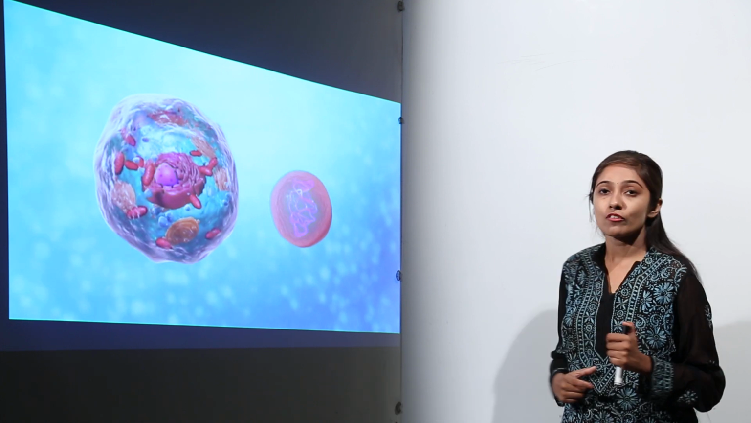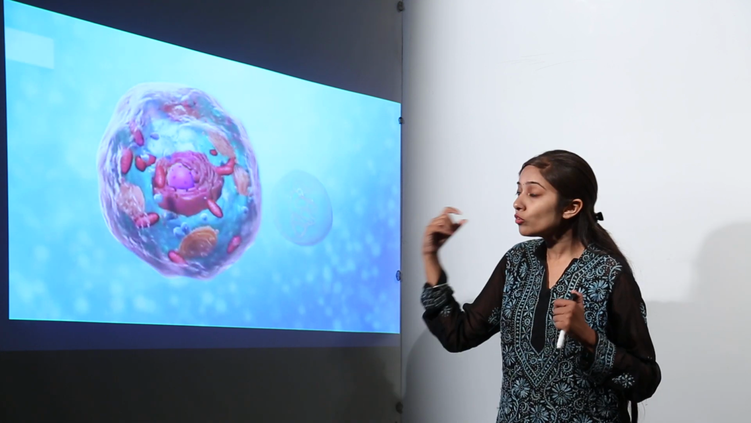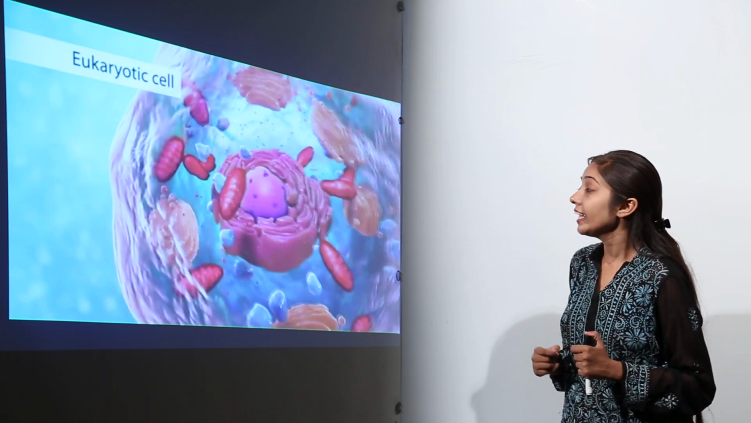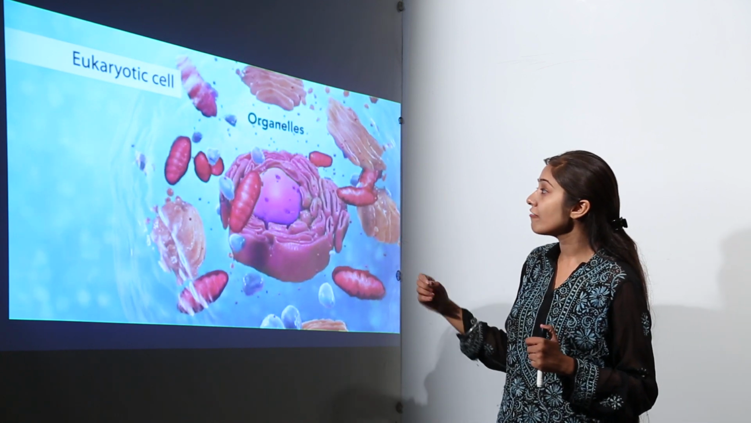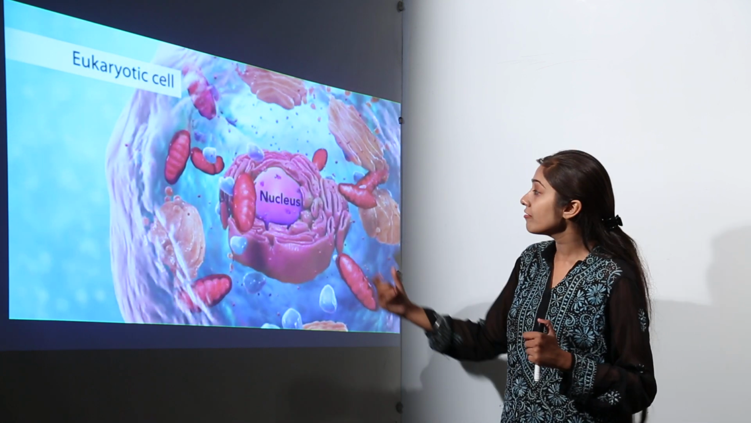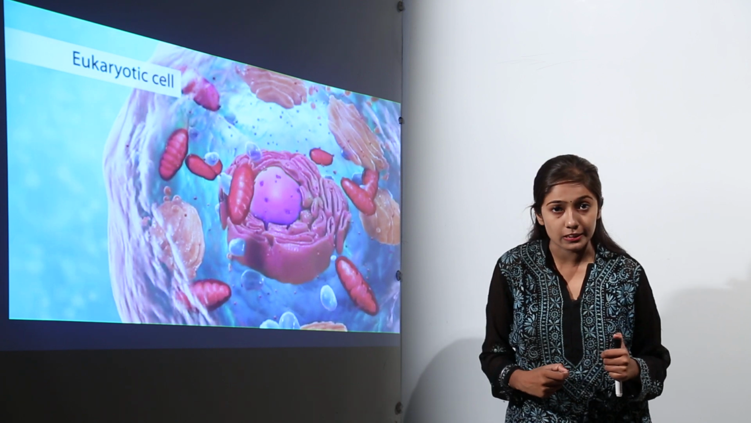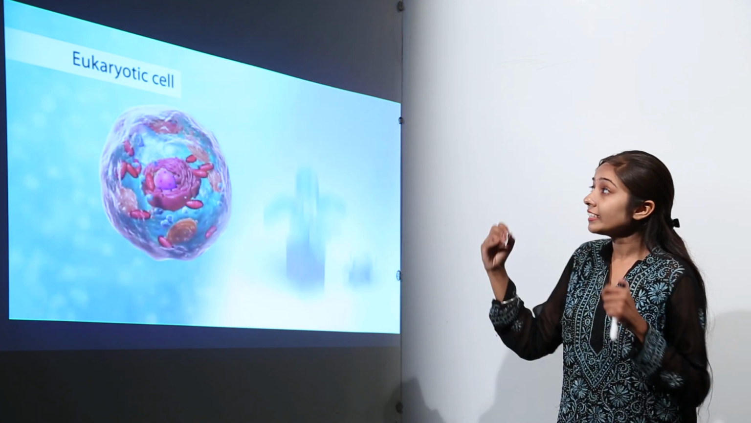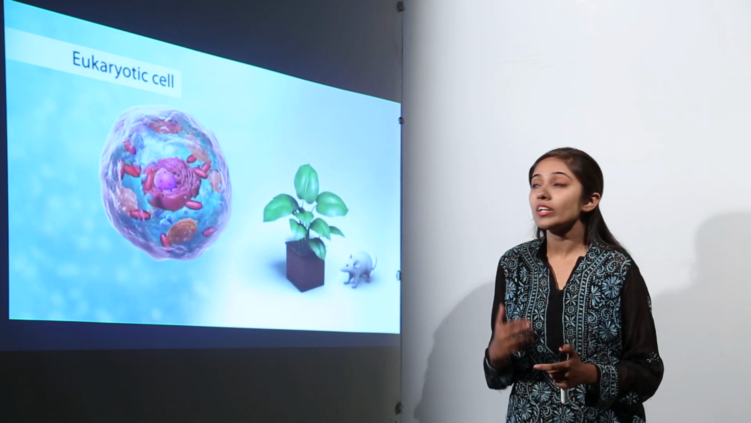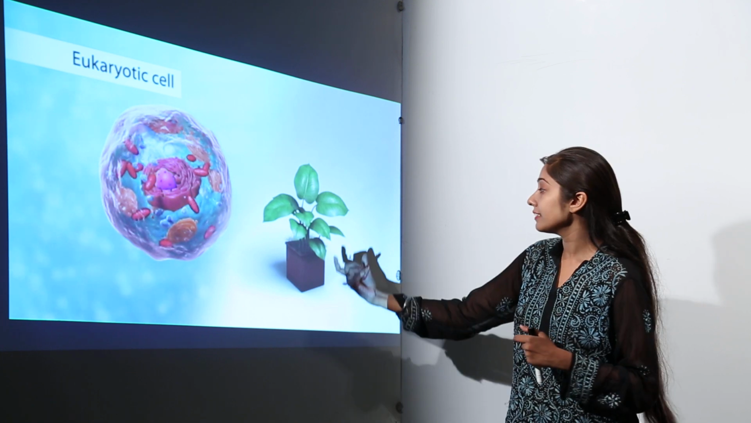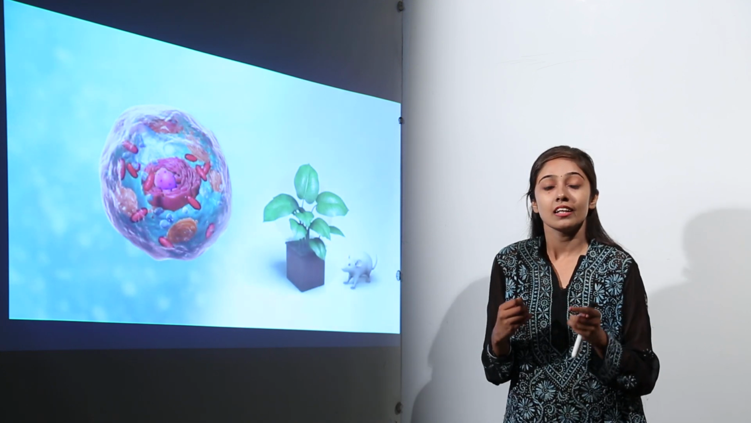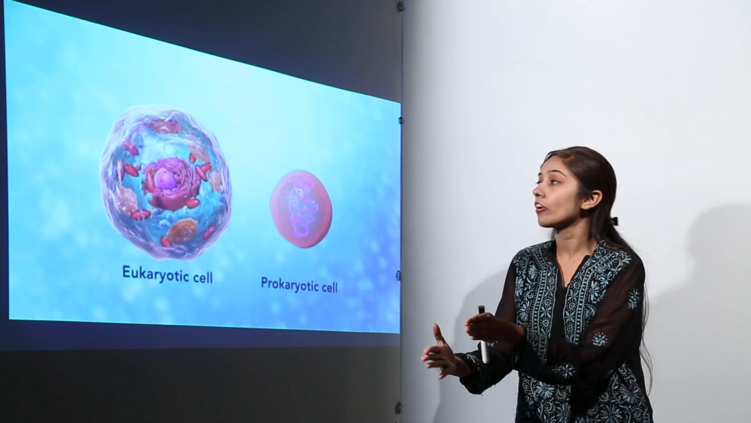Then we have two types of cells. We have a eukaryotic cell and a prokaryotic cell. In the case of a eukaryotic cell, we have membrane bound organelles and a well organized nucleus, right? These eukaryotic cells are found in higher advanced organisms like plants and animals.